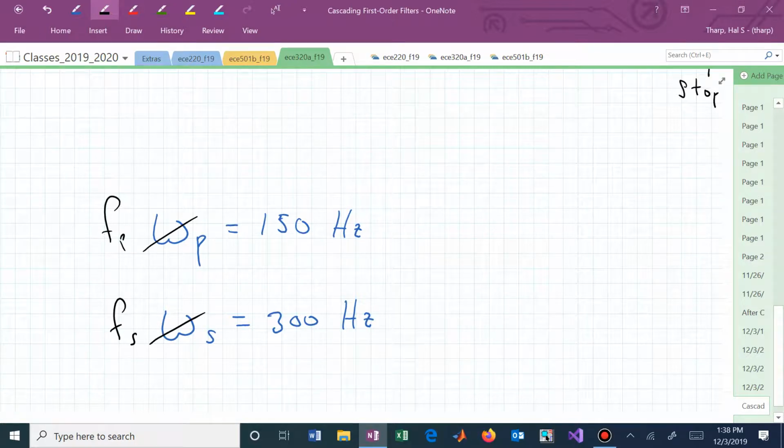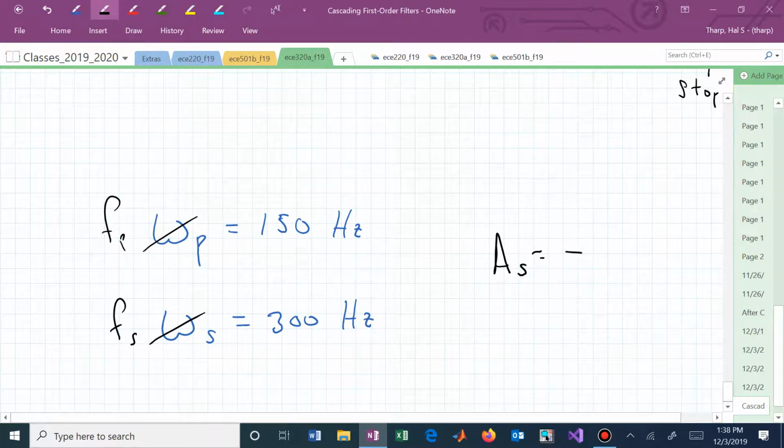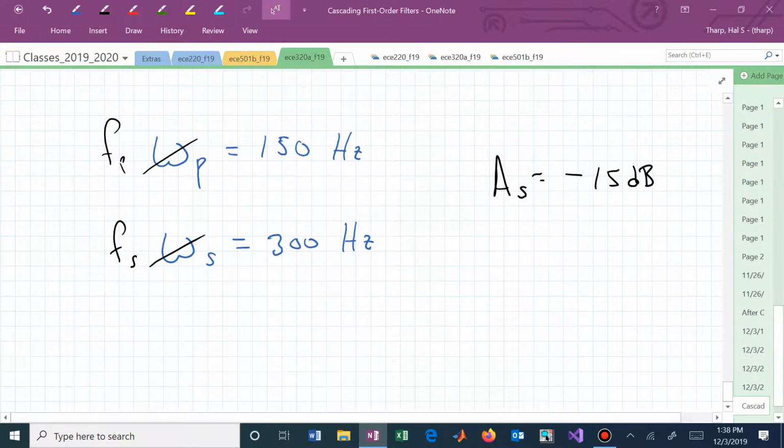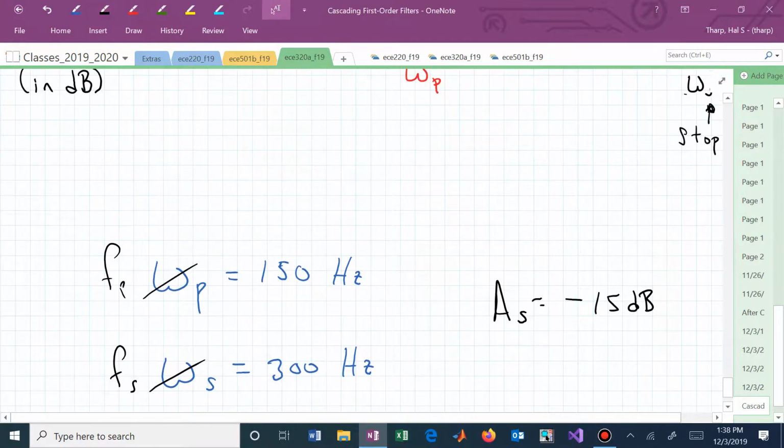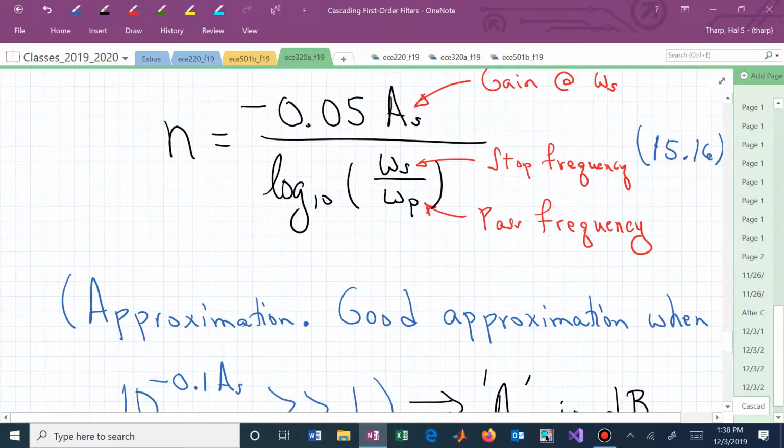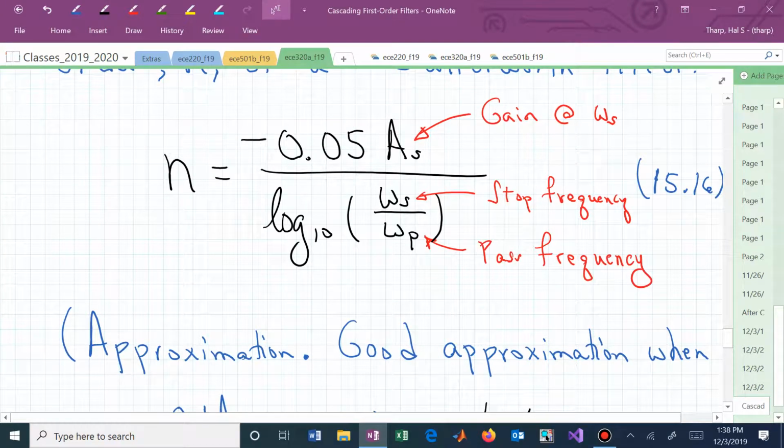Now I have to say what A sub s is. Suppose now that A sub s, I want to be down by minus 15 dB by the time I hit 300 hertz. Can somebody pull out their calculator and tell me what N is based on this? Pardon? N is less than 3. Okay, so you're going to need a third order filter. Go ahead and plug it in.